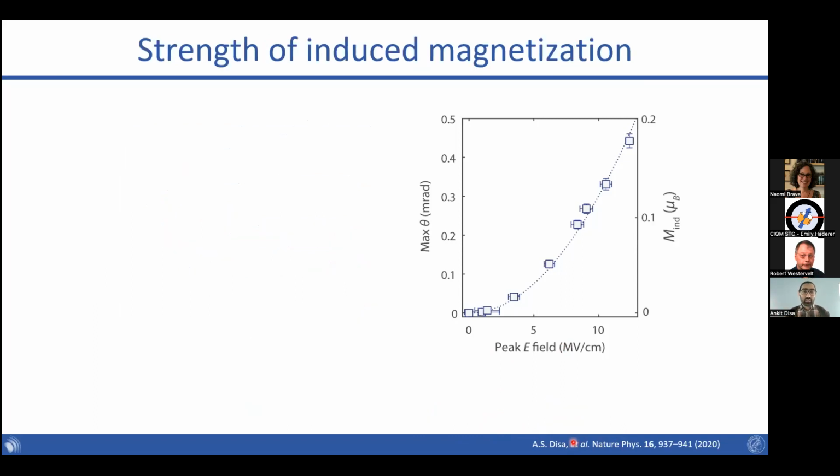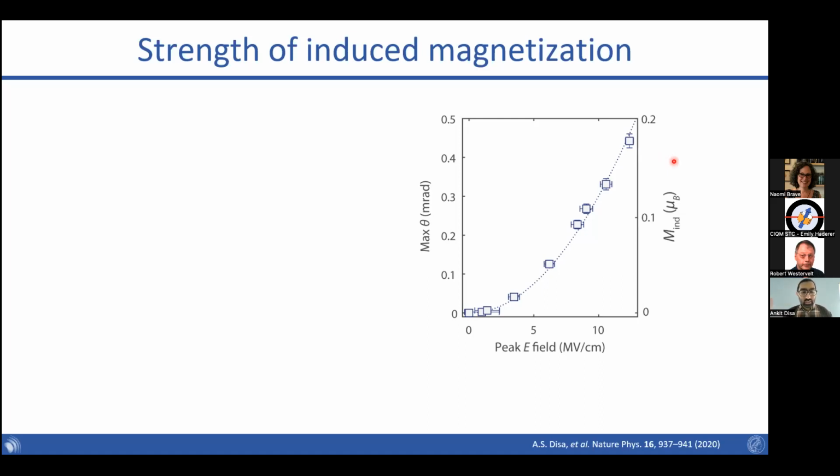And the second thing I can do is convert this rotation angle into an induced magnetization using the known magneto-optic coefficients of cobalt fluoride. And if we do that, we find that we can achieve a maximum induced magnetization on the order of 0.2 Bohr magnetons per formula unit.